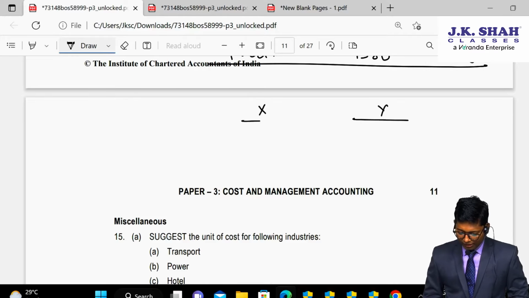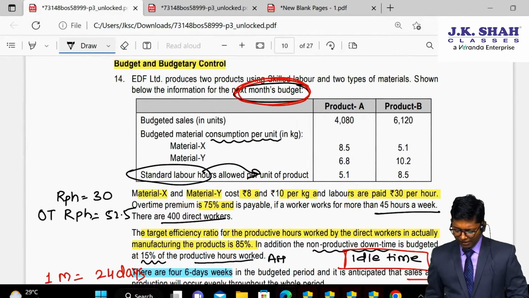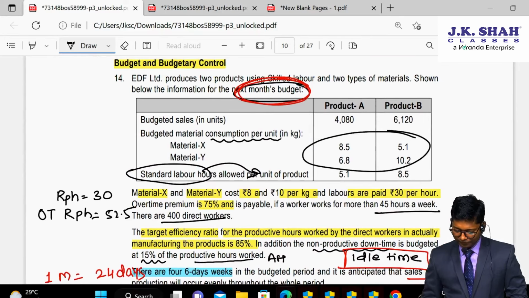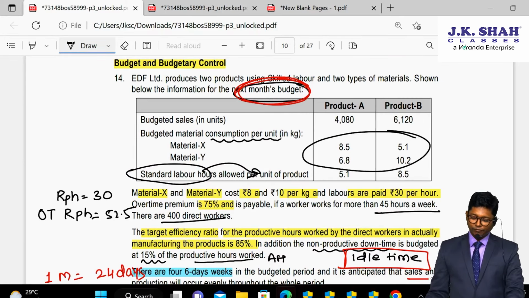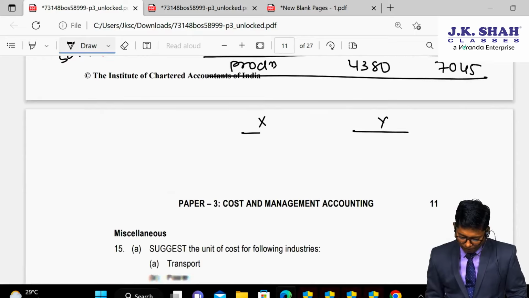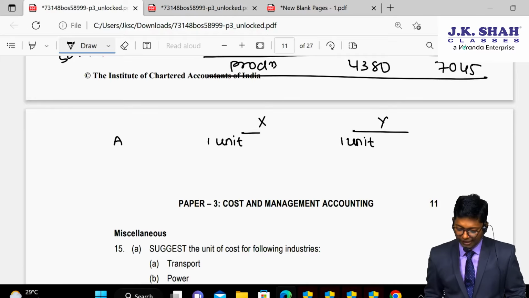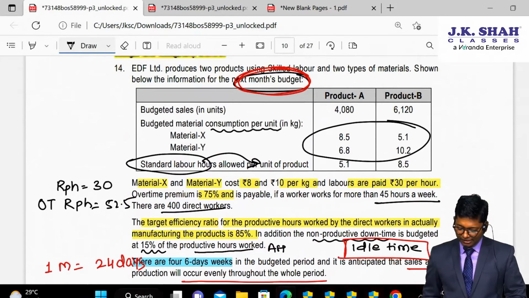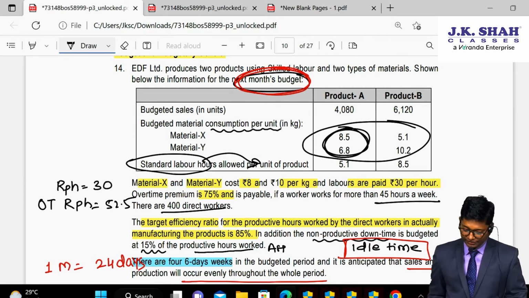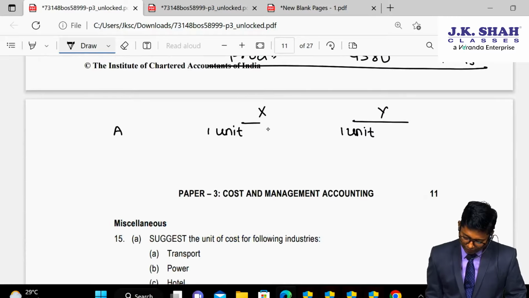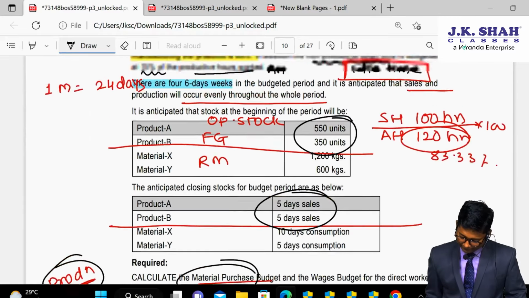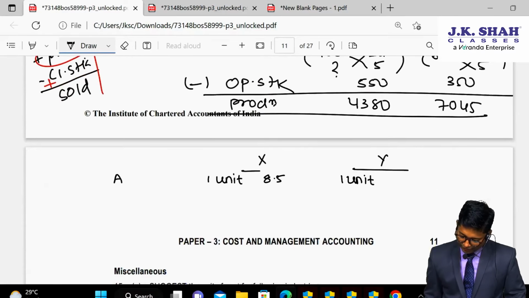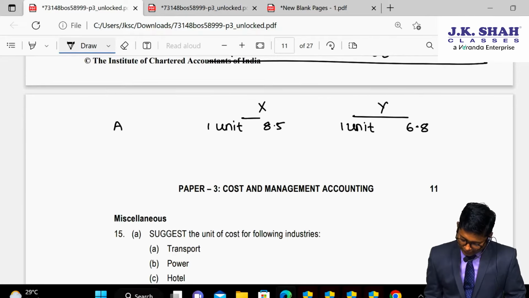Now first of all, how to calculate RMC? They have given you 1 unit-wise consumption. You can see here, 2 products you are producing. For product A, every 1 unit of product A requires X material as well as Y material. You can see 8.5 and 6.8 are the requirements of material. So I am recording here 8.5 and 6.8. This is the requirement for 1 unit.